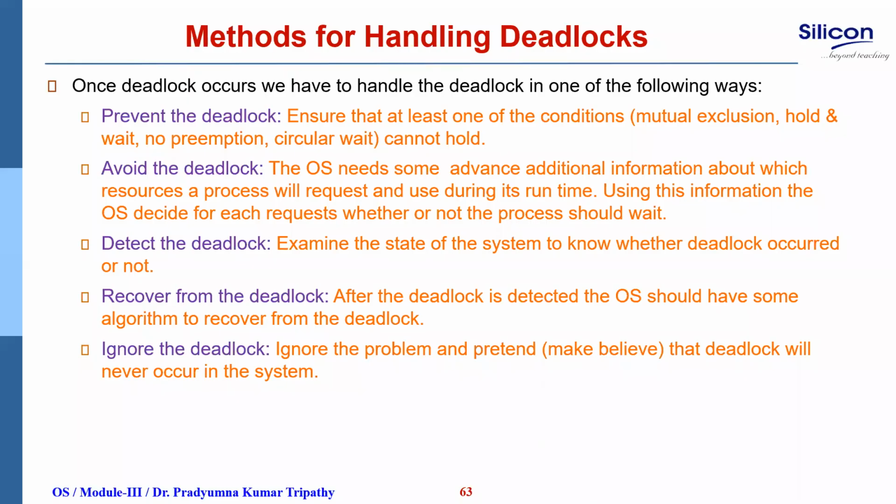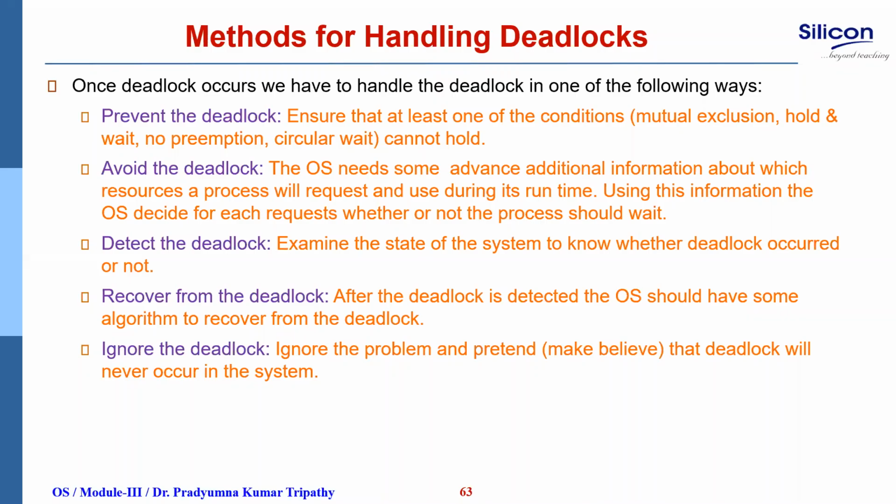We have taken prevention, we tried to avoid the deadlock, and if a deadlock occurs, we detect the deadlock and recover from it. After deadlock is detected, the operating system should have some algorithm to recover from the deadlock. We will go for that: what to detect and how to recover. Now just think, we have taken all preventions, tried to avoid, detected, tried to recover, still the deadlock occurs.